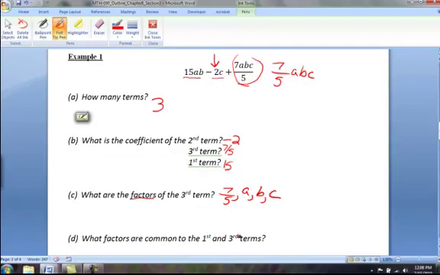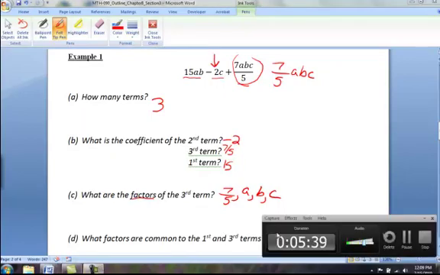Now, what factors are common to the first and third terms? Well, the first term has a 15, an A, and a B, and the third term has 7/5, A, B, and C. They both have an A and B in them, so those would be the common factors, A and B. Okay, next we're going to take a look at some examples where we're going to be evaluating.